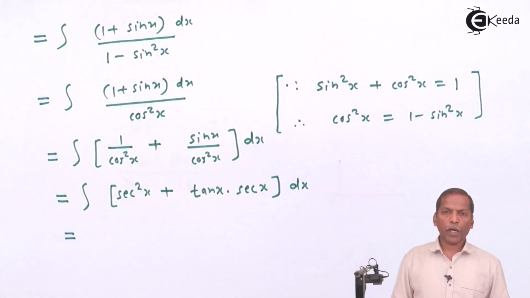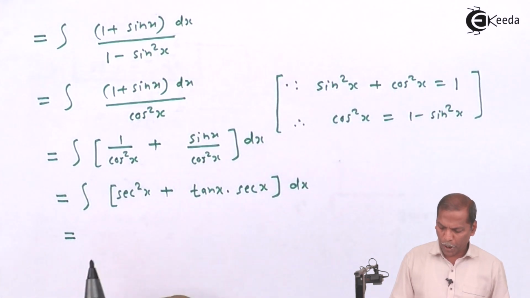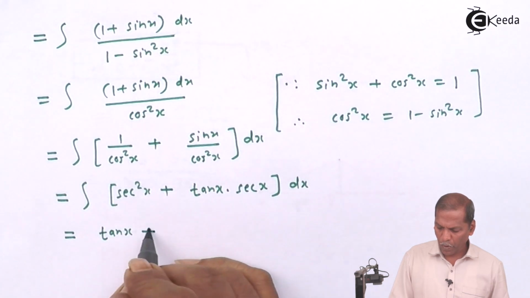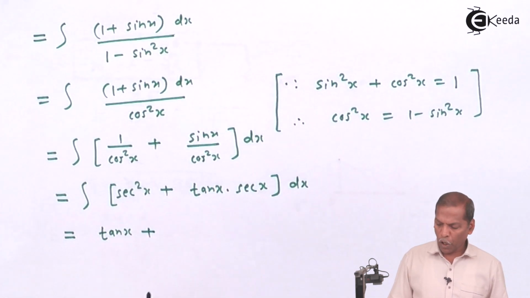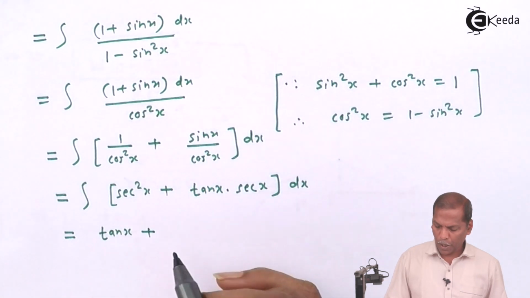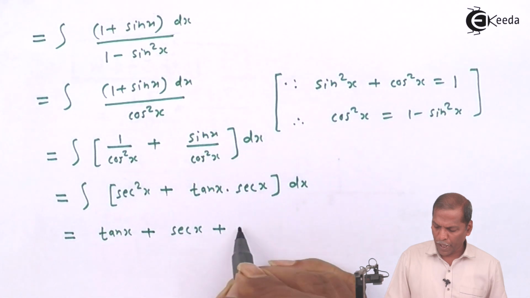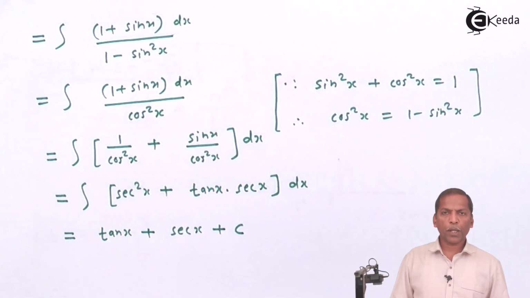Now here we can use the integration rule that the integration of sec square x is tan x, plus the integral of tan x sec x is sec x, and finally we write plus c, where c represents the constant of integration. So this is the required solution for the given problem. Thank you.